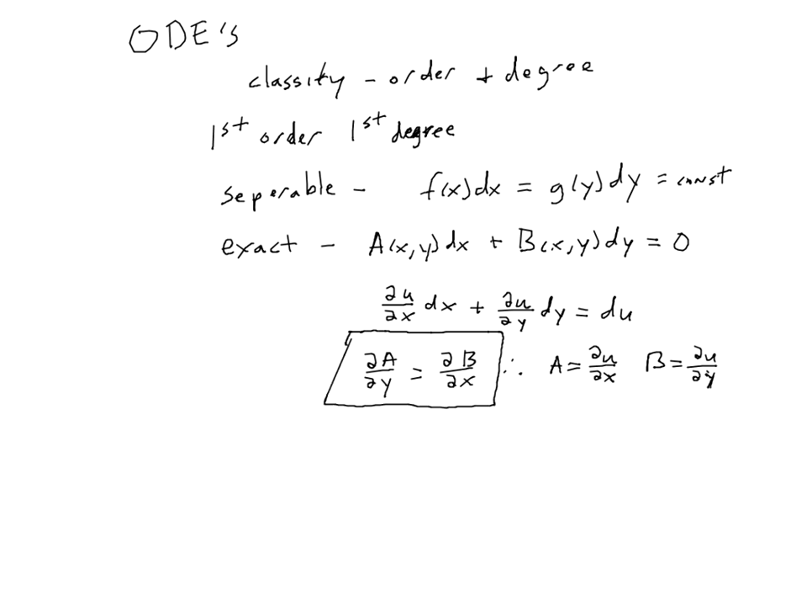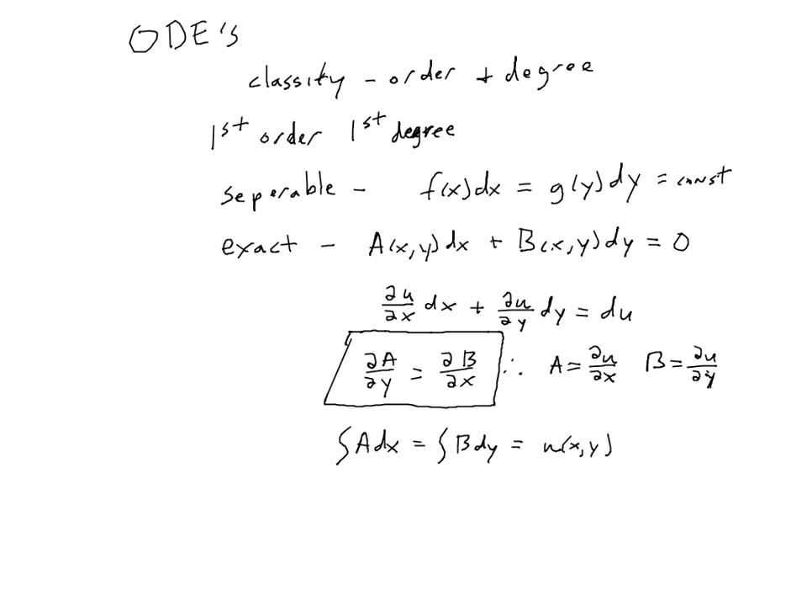So if this works, then it's exact. And if it's exact, then this is true. And then once you find this, all you have to do is you're basically solving for u. If it's exact, then you would integrate a with respect to x, and you integrate b with respect to y, and out pops your solution, whatever u is, which is a function of x and y.